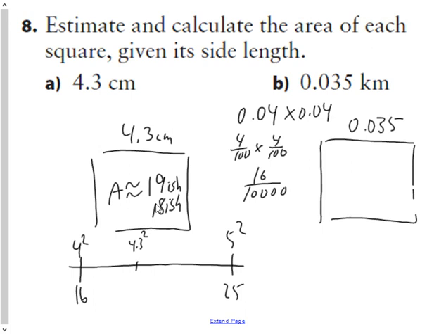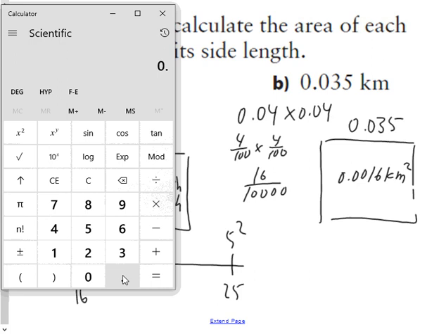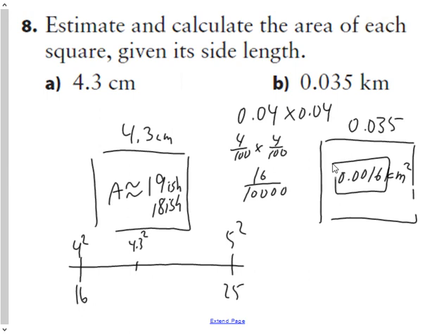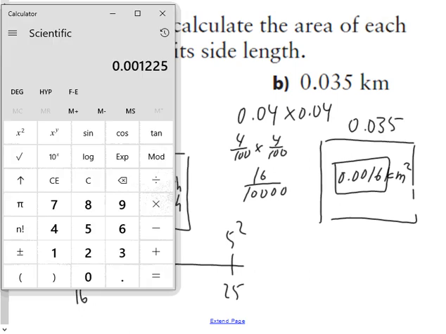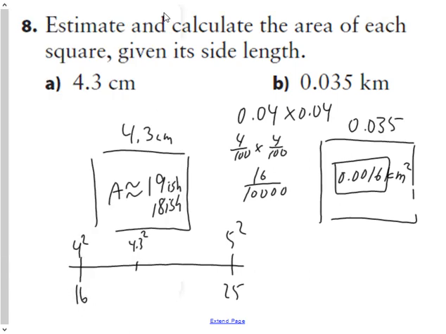So if the side length was 0.035 kilometers, a good estimation for the area would be 0.0016 kilometers squared. And that seems counterintuitive because we think it's going to be bigger than the number it started with. But if I take 0.035 multiplied by itself, the answer is 0.001225. So my estimation of 0.0016 is not too far from the actual calculation.